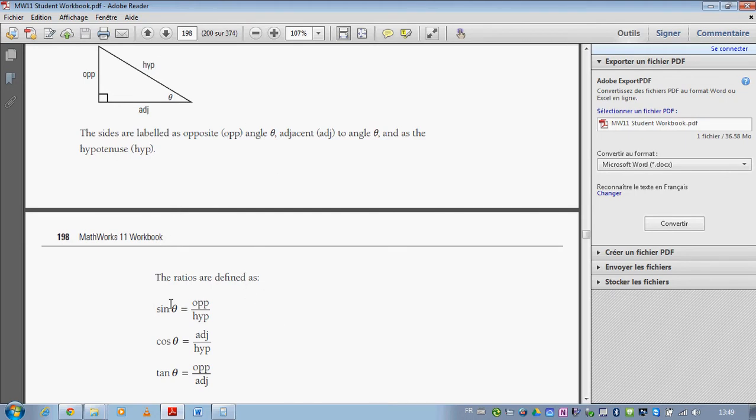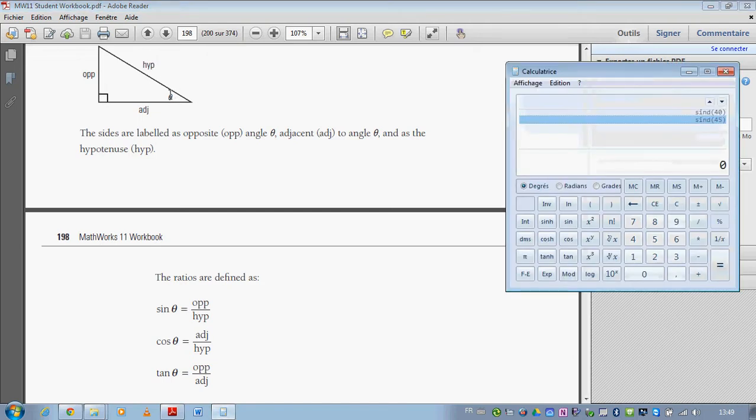The ratios are defined as follows. Sine of theta is equal to the opposite side divided by the hypotenuse. For example, if I had an angle of 45 here, then sine of 45 gives me 0.707106. That means that if this opposite side was 0.707 in length, then the hypotenuse would be 1.